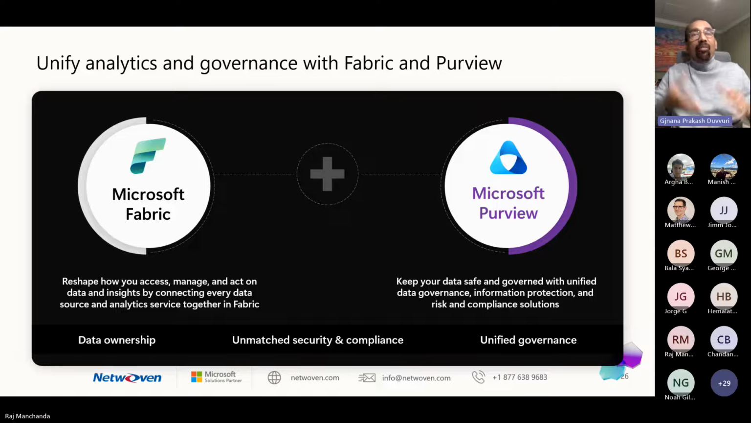Whereas on this data, Microsoft Purview keeps data safe and governed, within unified data governance, information protection, and risk and compliance solutions. What does it mean? Data ownership, unmatched security and compliance, and unified governance in one place for a customer, which was a very difficult thing before. Now it is becoming true.